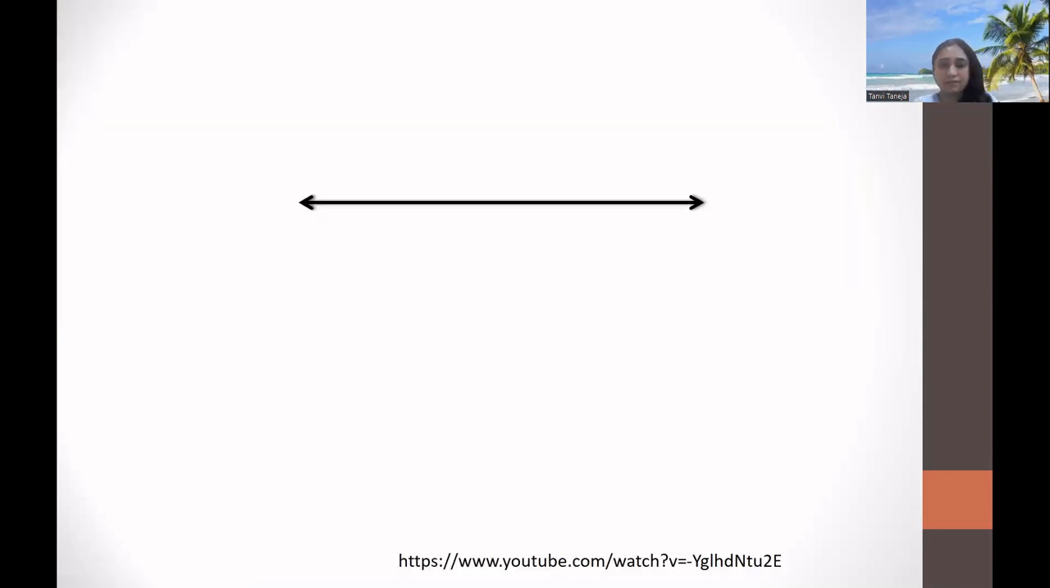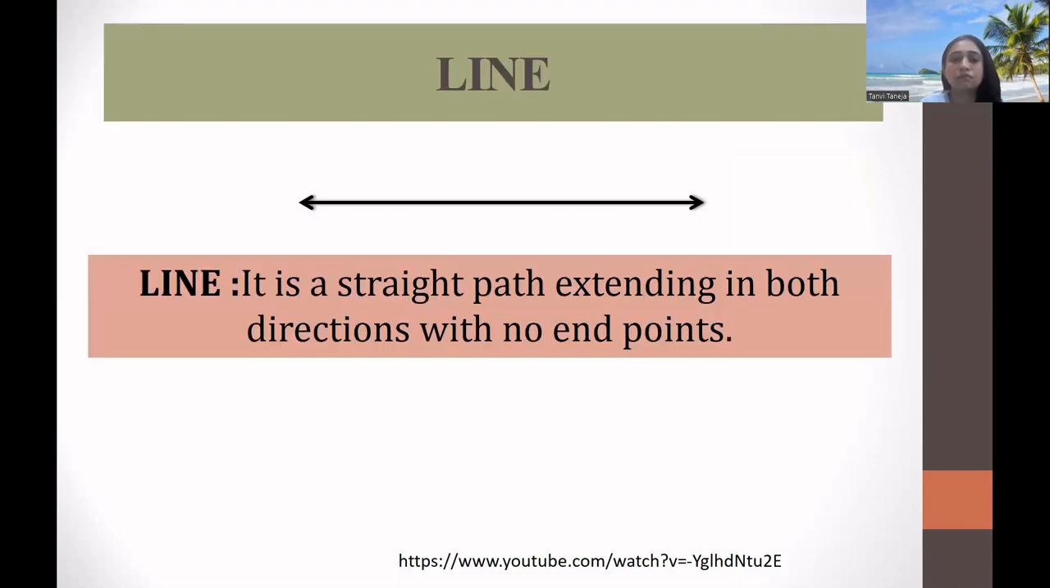Types of lines. Now, this is a line which can be extended in both the directions. We call it a line. It has no endpoint. It can be extended in both the directions. I'm again repeating, we have a collection of points from which we can draw a line.